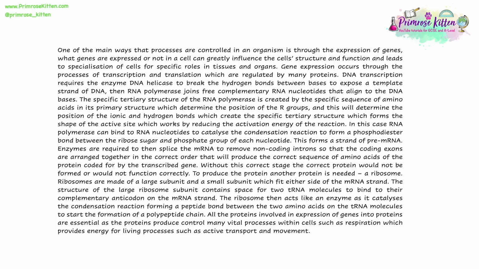To produce the protein, another protein is needed, a ribosome. A ribosome is made of a large subunit and a small subunit which fit together either side of the mRNA strand. The structure of the large ribosome subunit contains space for two tRNA molecules to bind to their complementary anticodon on the mRNA strand. The ribosome then acts like an enzyme as it catalyzes the condensation reaction, forming a peptide bond between the two amino acids on the tRNA molecules to start the formation of a polypeptide chain.